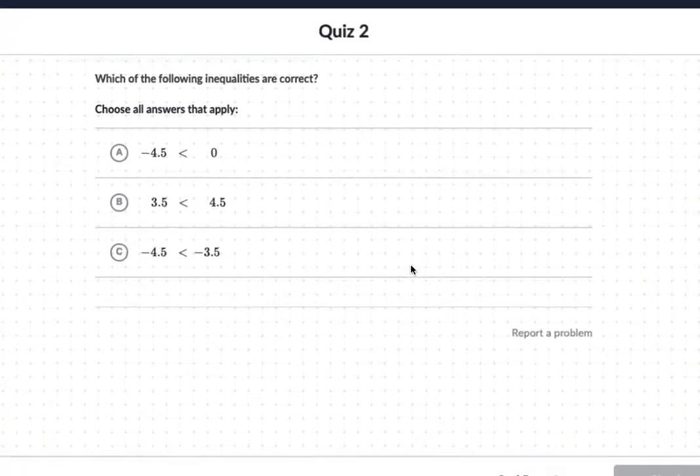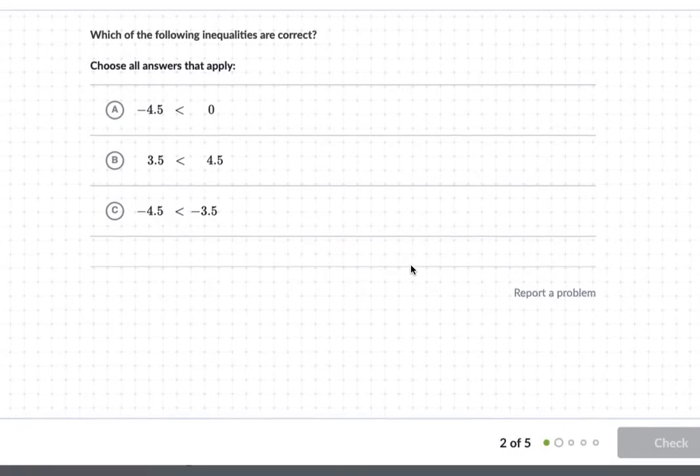Okay, let's take a look at this problem. Which of the following inequalities are correct? Choose all answers that apply. So that means there could be more than one answer. Pause the video and try it on your own first. Okay, for this problem, it might help for you to draw out a number line. Here's 0, here are all my positives here.